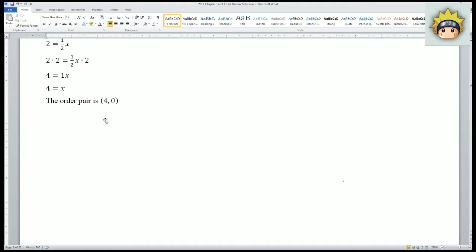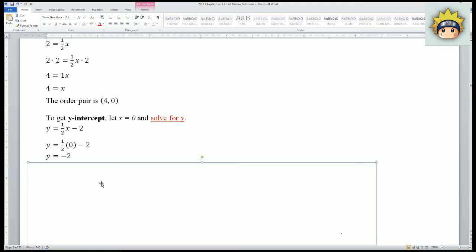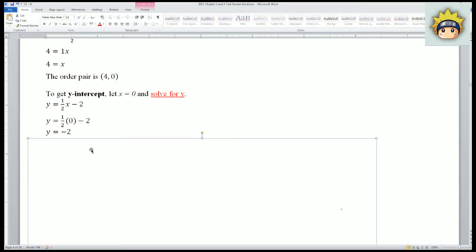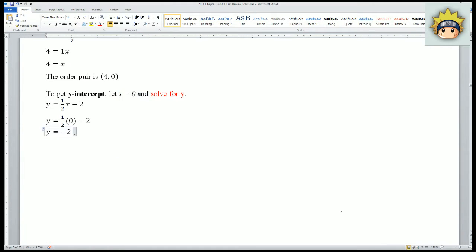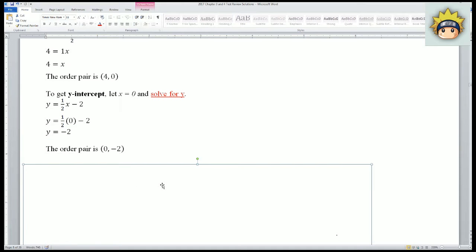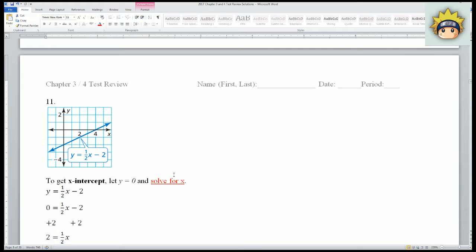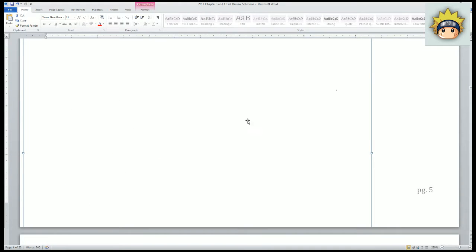Let's see if my y-intercept is correct. The y-intercept is when x equals 0, so you solve for y. Here's the original equation. I made the substitution, x becomes 0. Simplify. Y equals -2. So when x becomes 0, y becomes -2, and the ordered pair is (0, -2). So far, our idea makes sense.